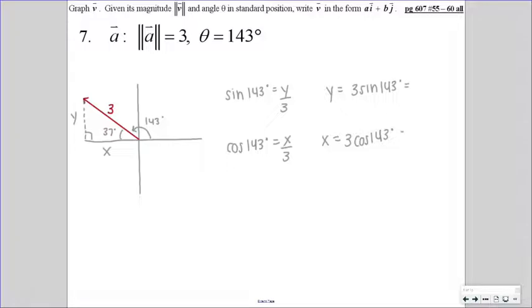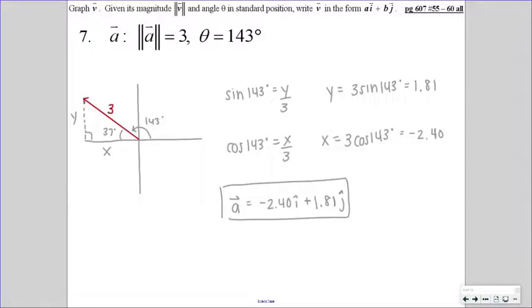When I type these things into my calculator, 3 times the sine of 143 is something like 1.81. And 3 times the cosine of 143 is negative 2.40. Okay, so when we use 143 degrees, we actually get the right sign. In any case, the sum of horizontal and vertical components here is going to look like this: negative 2.40 in the horizontal plus 1.81 in the vertical. So negative 2.40 i hat plus 1.81 j hat.